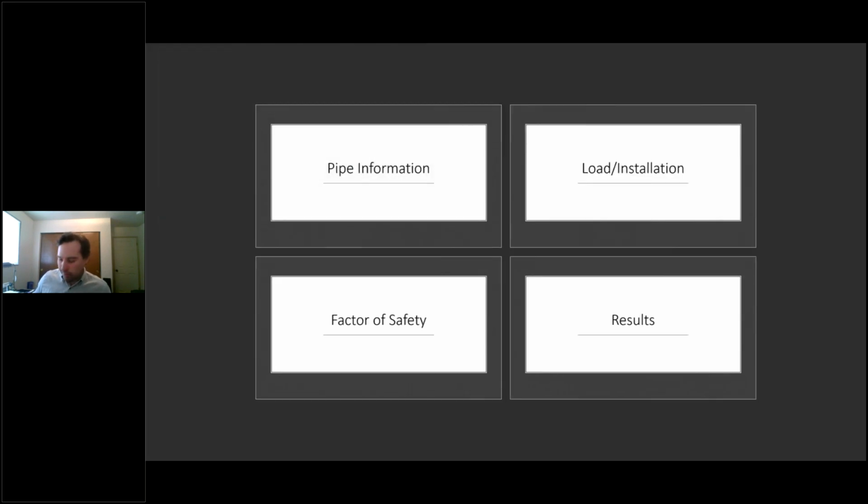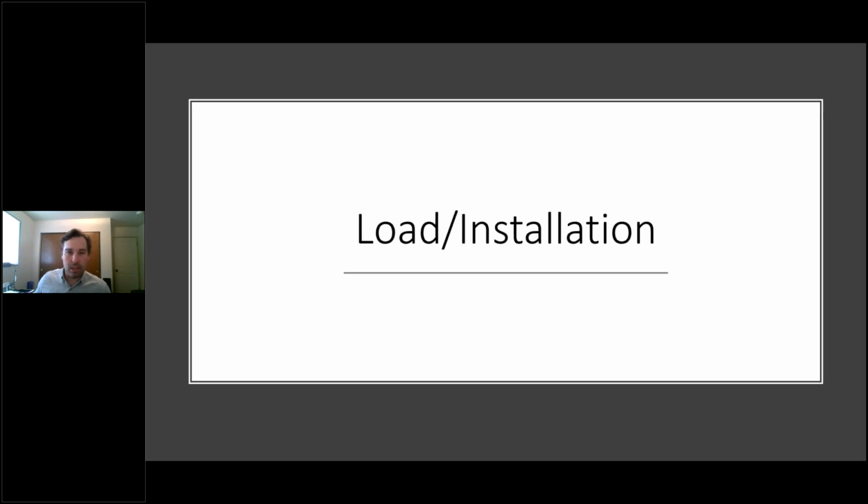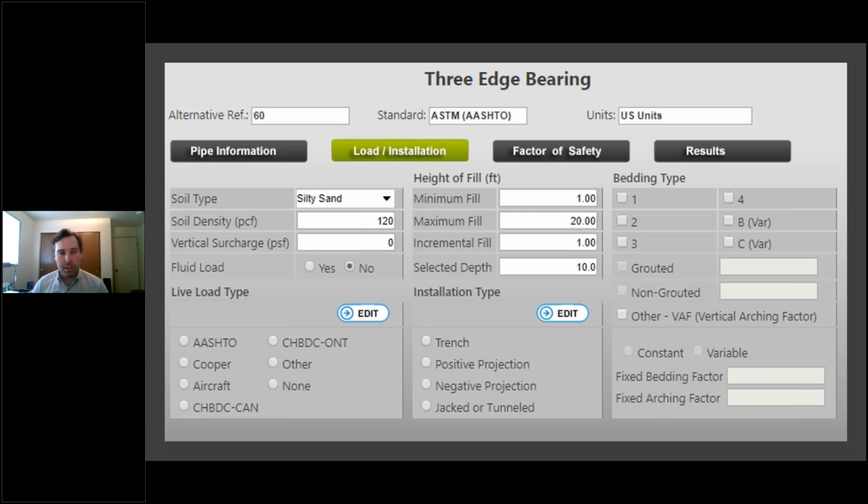So once you have your pipe information in, you can take a look at the load and installation criteria. As I mentioned, this is where you enter in the majority of your project specifics. So you have your soil types, you can enter in any vertical surcharge loads that might be there, fluid load, live loads, and then your installation criteria.